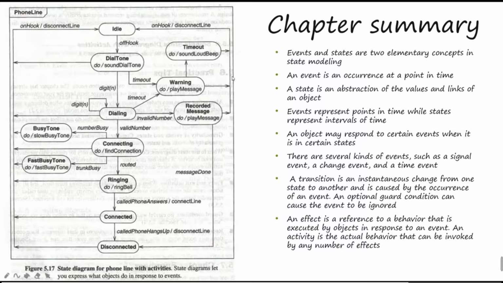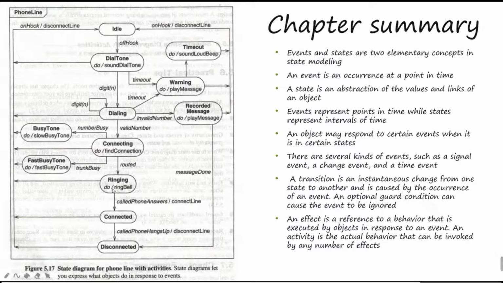Okay, and this is a chapter summary. This is a state diagram for the phone line with activities. Previously, we studied the state diagram for the phone line, but there were no activities. Here we have added some activities. For example, when on hook, it will disconnect the line, in the dial state it will do dial tone, and in the connecting state, it will find the connection.